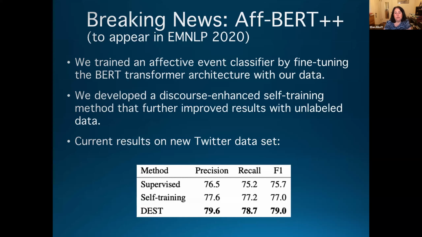And we also added to that a discourse enhanced self-training method that further improves upon BERT's results by utilizing some unlabeled data as well. And this is all work that we did on Twitter. We actually annotated a new data set of affective events found in tweets. And you can see down here the results that we're currently getting. So the supervised row is what our AFBERT system does. That's just BERT fine-tuned for our task. And we're up to about a 76% F-score now. If you do vanilla self-training as a baseline, it helps a little bit further, but not too much. And our discourse enhanced self-training improved things a little bit more.